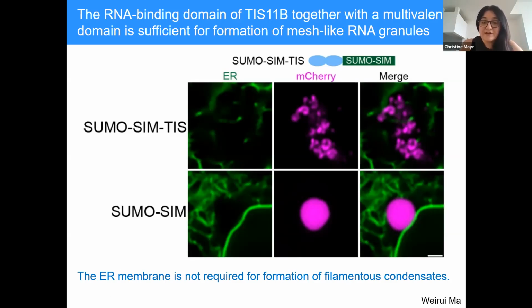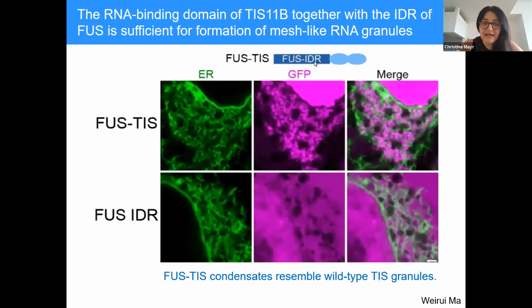All right. Then, instead of SumoSim, we also used the IDR of FUS fused to the RNA binding domain of TIS11B. FUS IDR alone does not form condensates in cells. However, if we fuse it to the RNA binding domain of TIS11B, you can see it forms these reticular granules that look very, very similar to wild-type TIS granules. And they're very nicely intertwined with the ER.